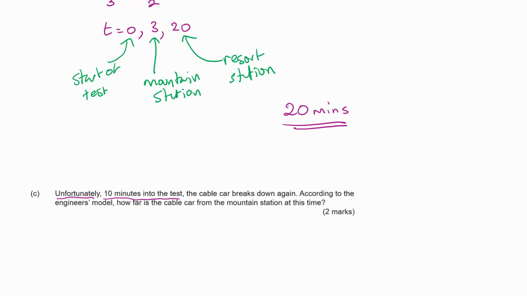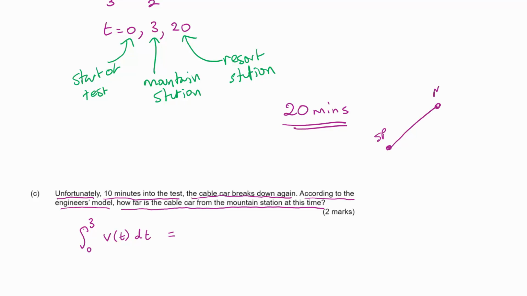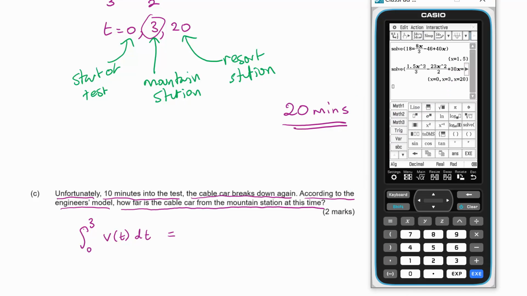Unfortunately, 10 minutes into the test, the cable car breaks down again. According to the engineer's model, how far is the cable car from the mountain station at this time? Okay, so if I do the integral from 0 to 3 of the velocity, that will give me the distance from the start point up to the mountain station. We know that it stops here at t equals 3. So let's do that, and once again, that is on the ClassPad.